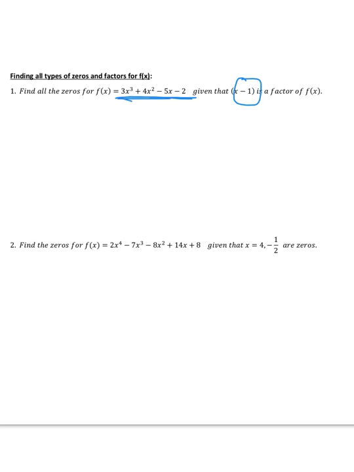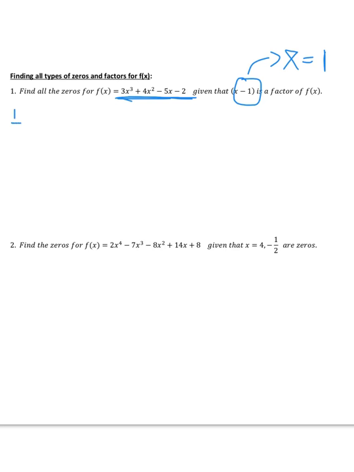So if x minus 1 is a factor, if you set that equal to 0, you get x equals 1. So really what they're telling you indirectly is that x equals 1 is a 0. So if I have a 0, I'm going to use synthetic division. Hopefully you kind of remember this.